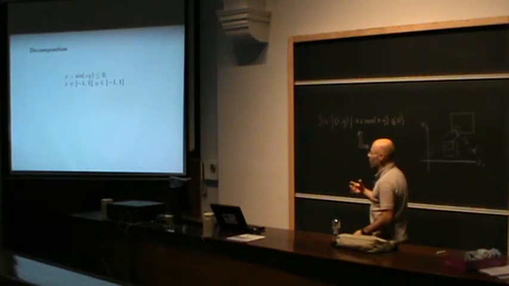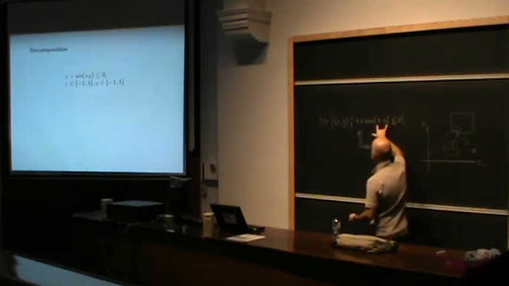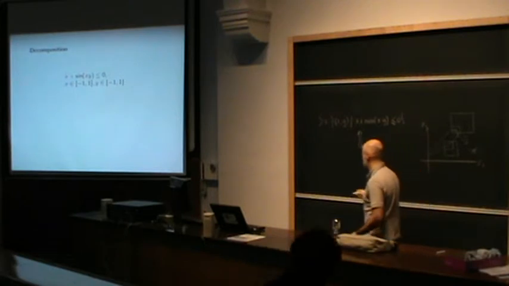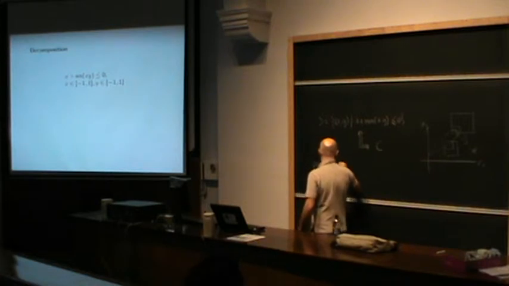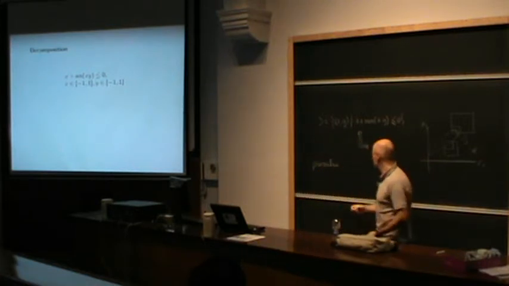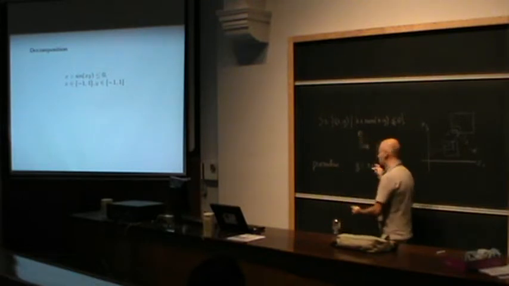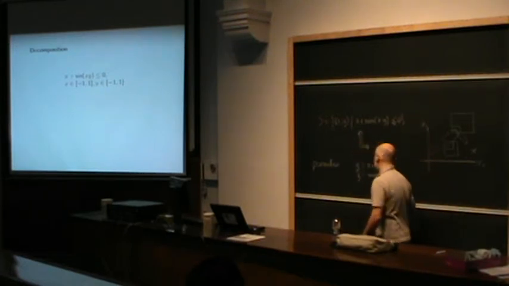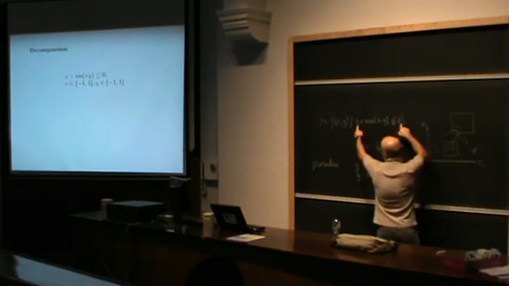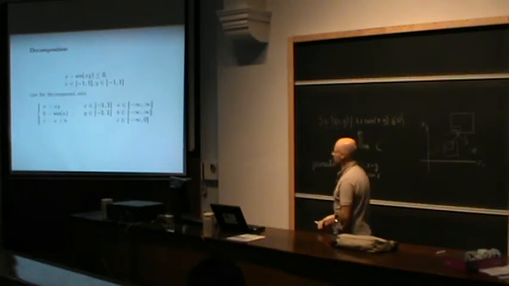Now I want to explain how we build contractors. Let me recall that we have a catalog of contractors that are available for primitive constraints. What is a primitive constraint? A primitive constraint is a constraint that you cannot decompose. For instance, if I write v equal x times y, it is a primitive constraint. z equals sine of x is a primitive constraint. But this one is a complex constraint. How can it be decomposed? It is decomposed as follows.